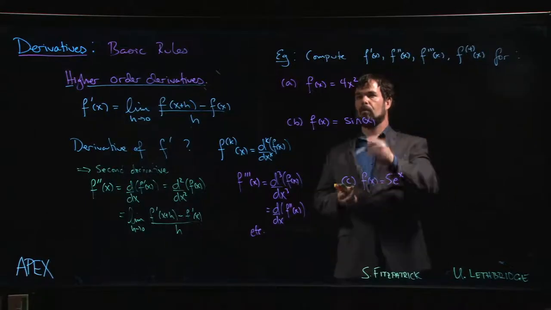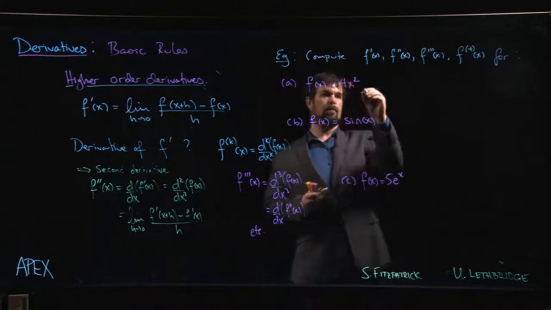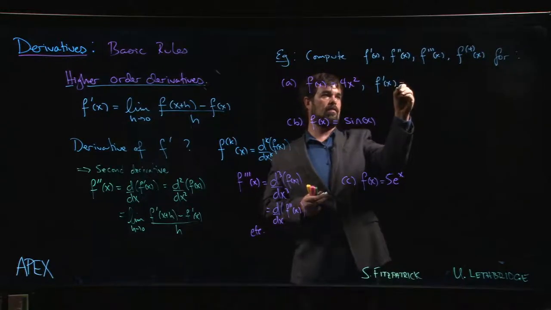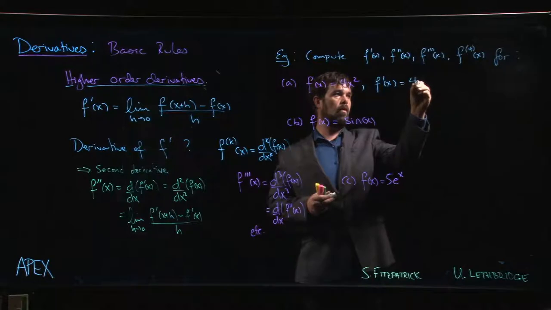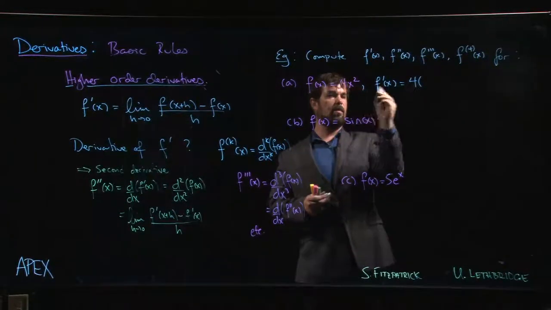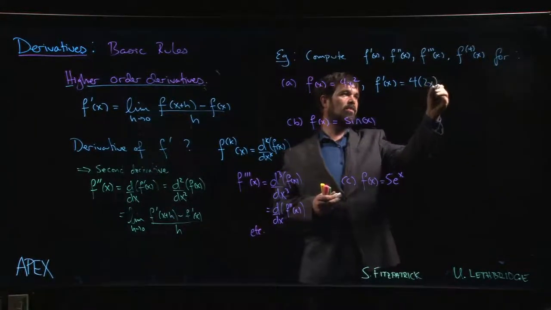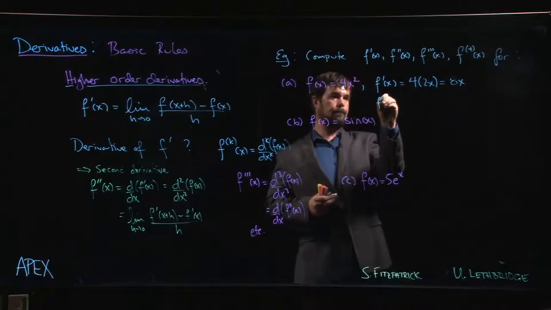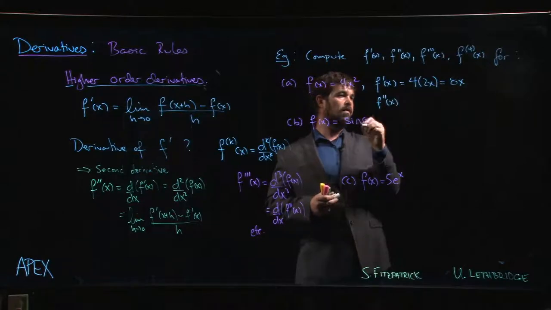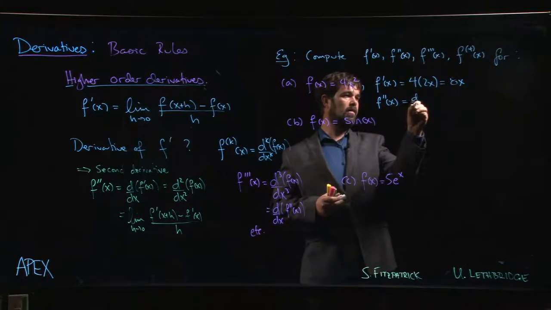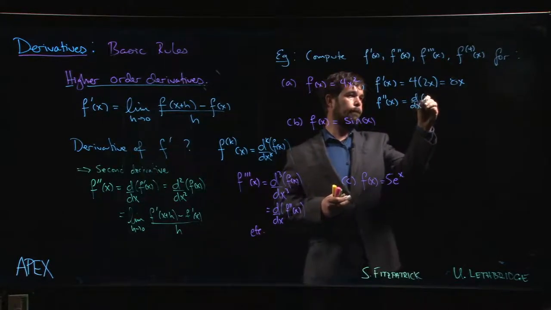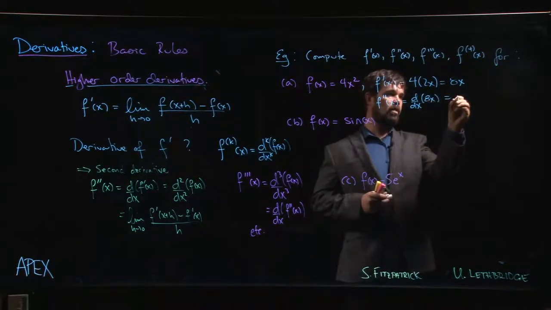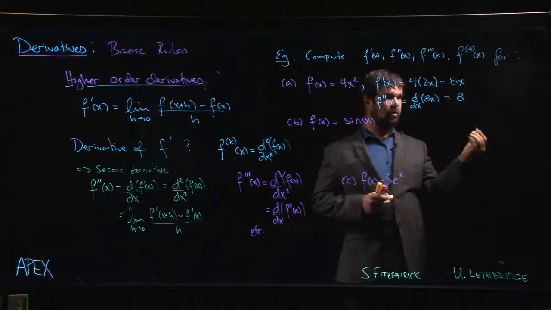Okay, so for our first function, we'll calculate the first derivative. So it's going to be 4, right? So 4 times the derivative of x squared, so 4 times 2x. So we get 8x. So the second derivative is going to be the derivative of 8x. And that's 8 times the derivative of x, so 8 times 1, so simply 8.